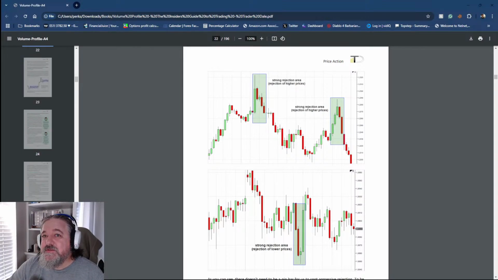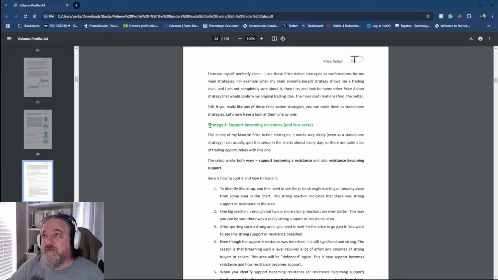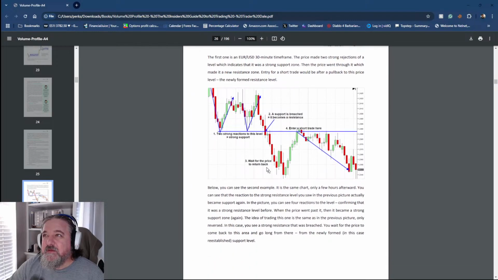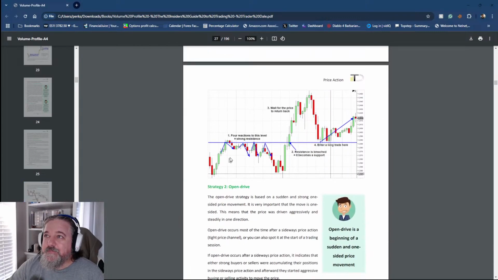With that said, if we go to page 25, this is where you do want to memorize. Starting with strategy 1, support becoming resistance and vice versa, you would want to memorize this information. Basically, we're talking about support, breakthrough support, come back up to it, turns to resistance, you would enter short or grab a put. Inverse, resistance, breakthrough, become support, enter long or grab calls.